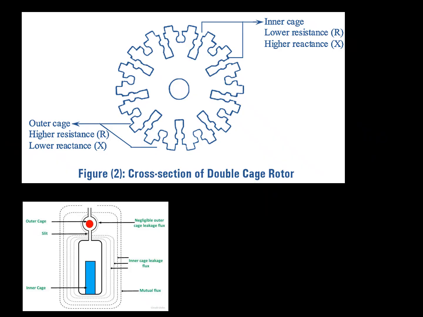Friends, the upper diagram shows the cross section of a double cage motor. There are two cages, one at the top, this one, and second is inner cage. So the first outer cage is in the outer periphery and inner cage is under the inner periphery, and the diagram here shows the flux flow.